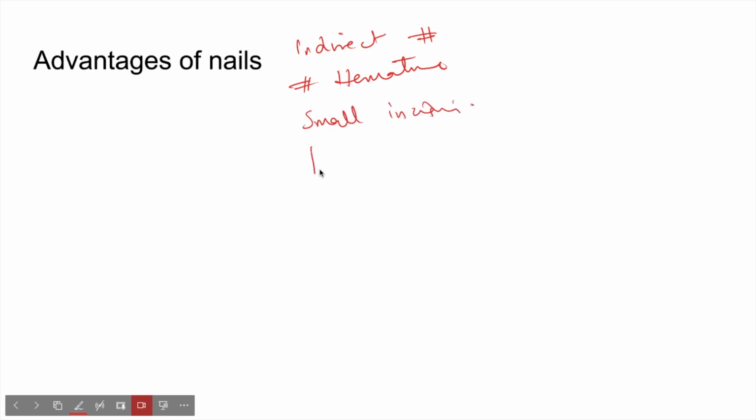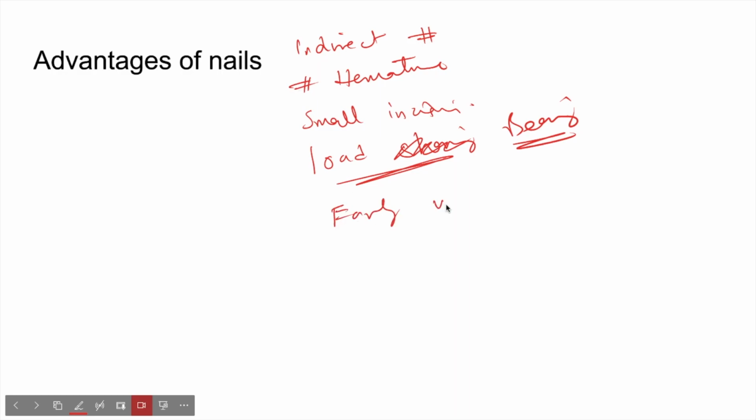And unlike plates, these are load sharing devices, right? So these are load bearing devices, and therefore I think I made a mistake in the first slide. These are load bearing devices. They bear load along with the bone, and therefore early weight bearing can be started. Early weight bearing can be started.